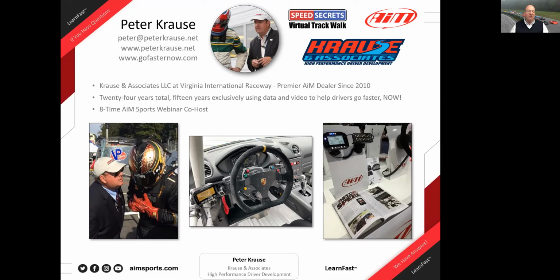For 24 years, I've been dabbling with data, first with Stack and Pi, then with the first GPS based system, the Race Technology DL1 in 2001. I spent a lot of time and sold thousands of TrackMates, which are wonderful.